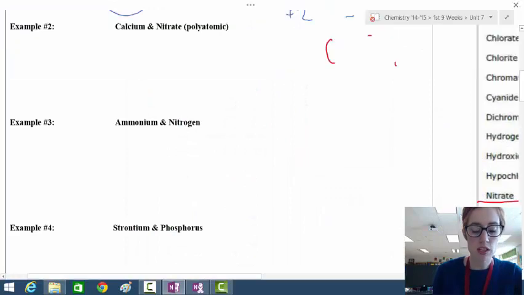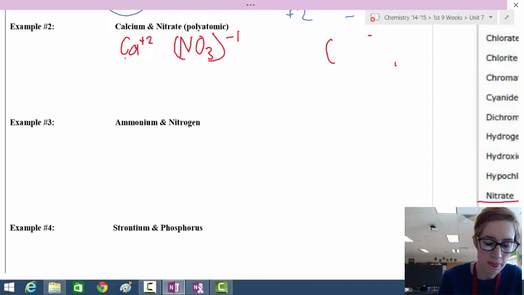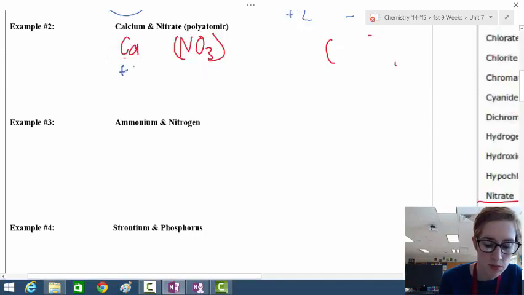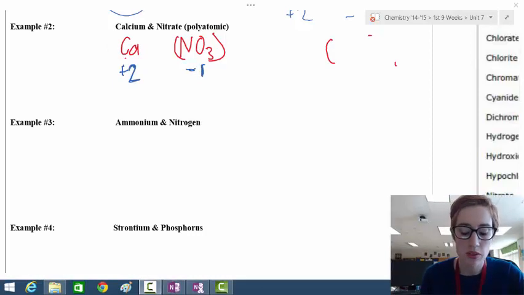Okay, so the first thing we do is you write out the symbol. So calcium symbol is Ca. Nitrate symbol is NO3. I also need to write the charges. Calcium's charge is +2. Nitrate's charge is -1, right? If I just have one calcium and one nitrate, I don't equal 0. So which one of these do I need to add another atom or another molecule so that it equals out?